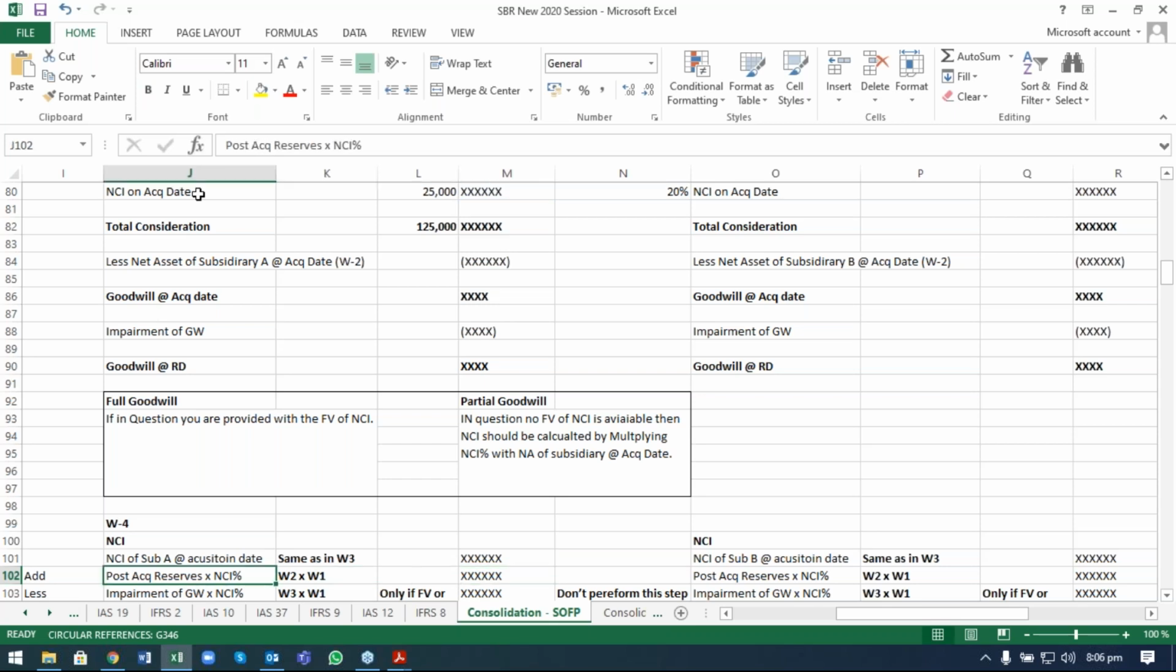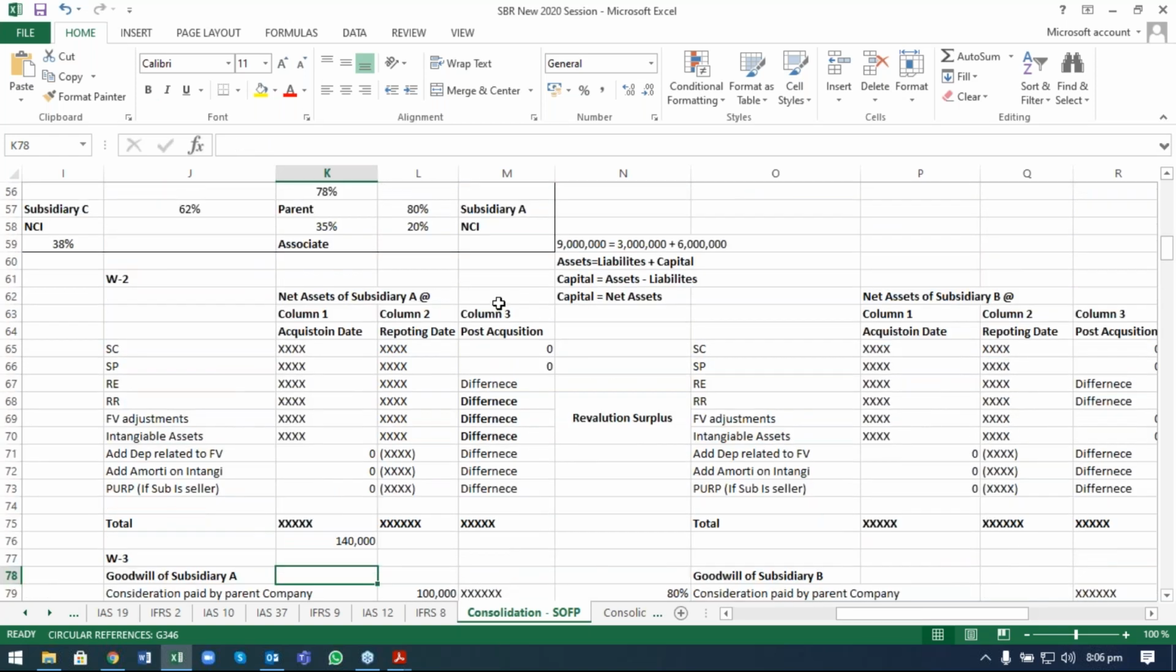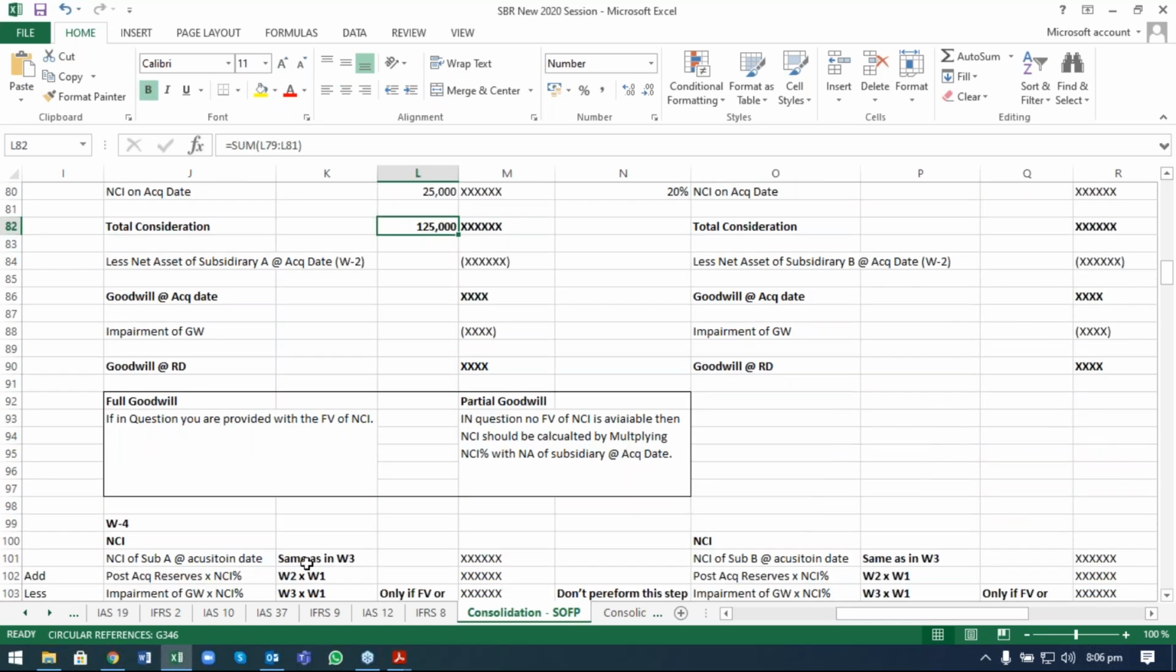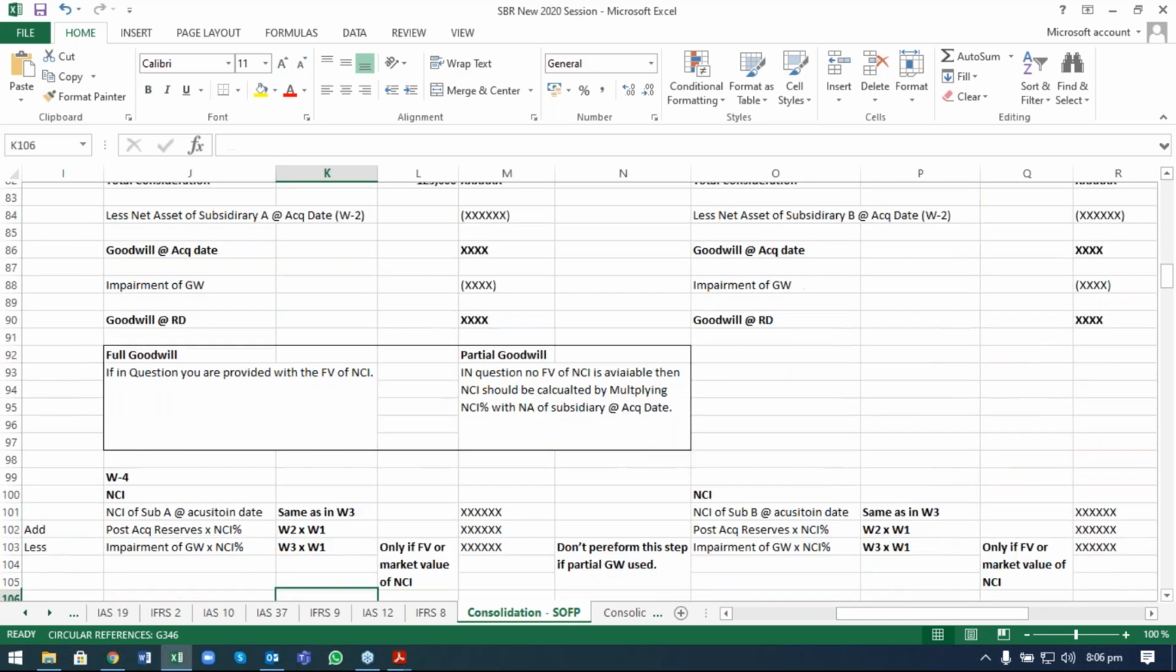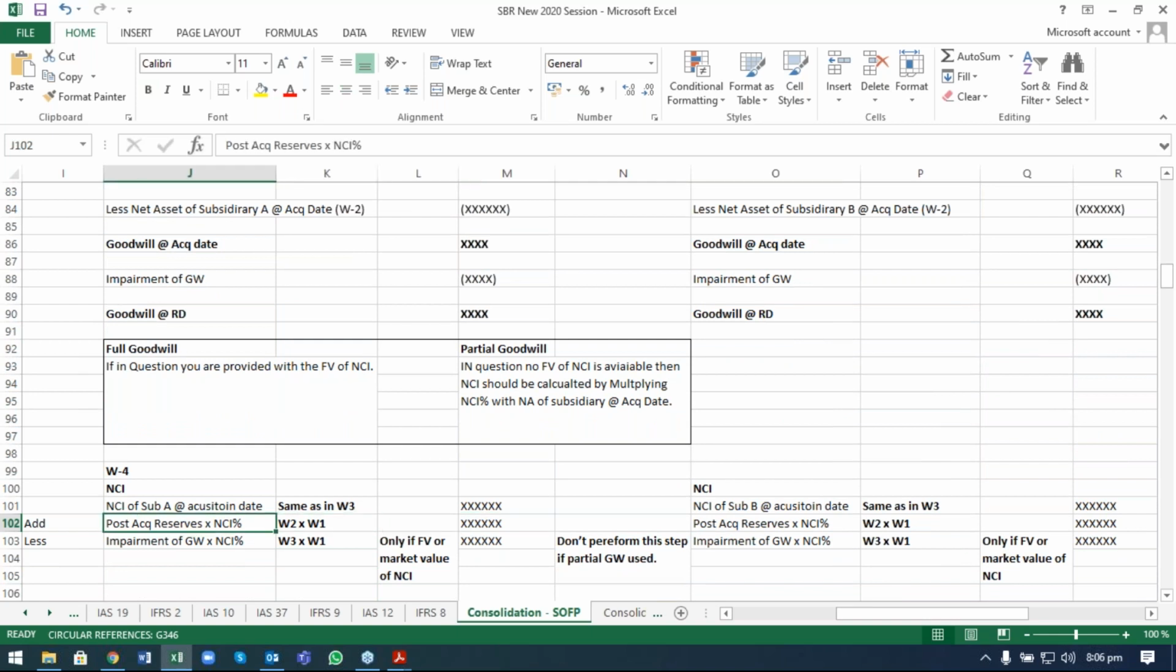Then post acquisition reserve multiplied by NCI percentage. You can see this post acquisition reserve was provided in working 2. This column 3 is post acquisition reserves of the subsidiary. It means any reserve that was created by the subsidiary after acquisition, multiplied by the NCI percentage which was provided in working number 1. I have referred in this scenario to working 2 multiplied by working 1.